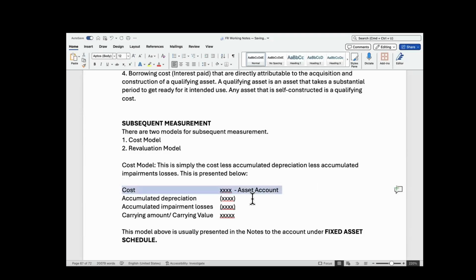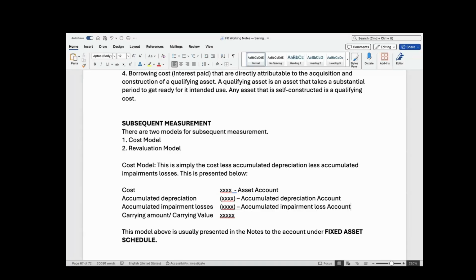Nothing beyond that. The only thing you see in the PPE account is the cost of the asset. You see this other accumulated depreciation, you would never find it in the asset account. It has its own account in your general ledger, called accumulated depreciation accounts. Likewise, impairment loss also has its own account, accumulated impairment loss.